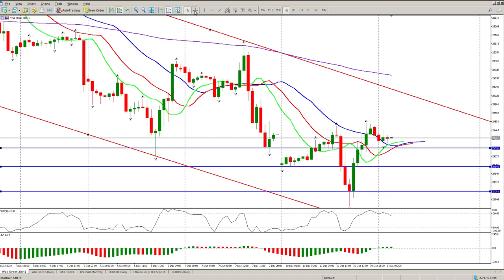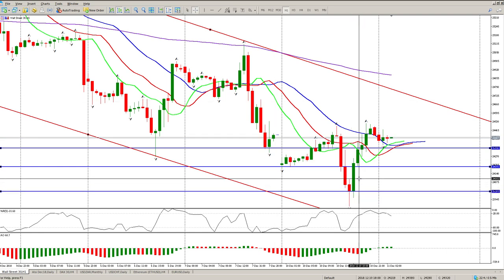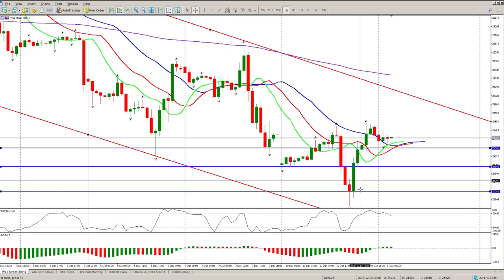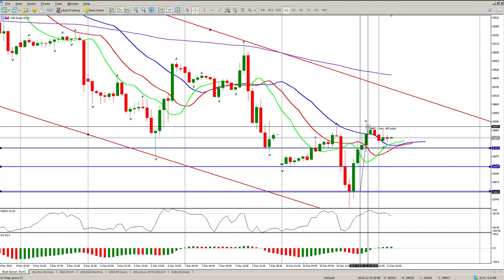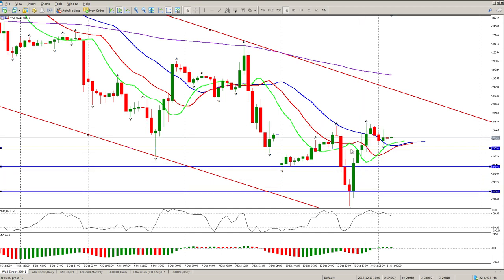And you had a nice 300, I think, just over 300 point move. If you'd got in sort of even on the break or back on the level here on the pullback, that was a 500 point potential move.